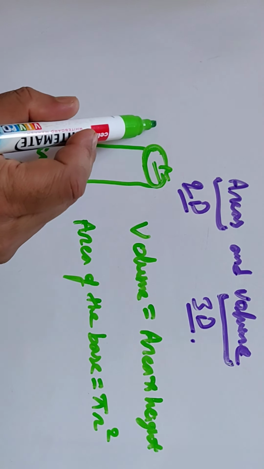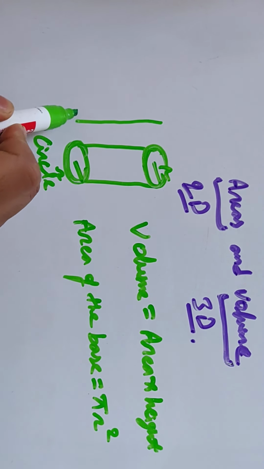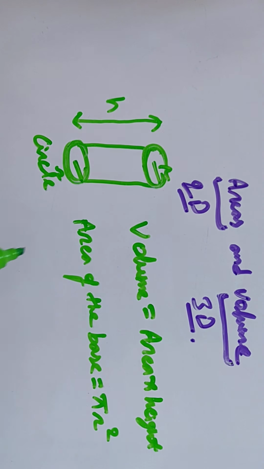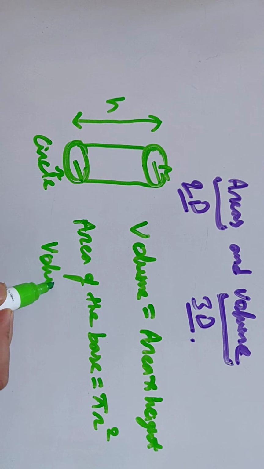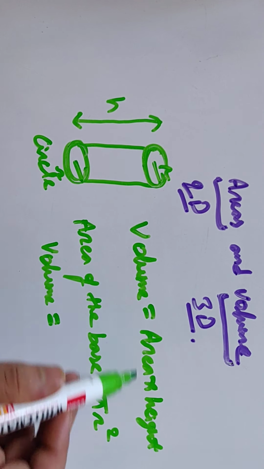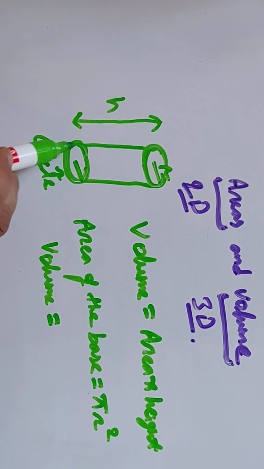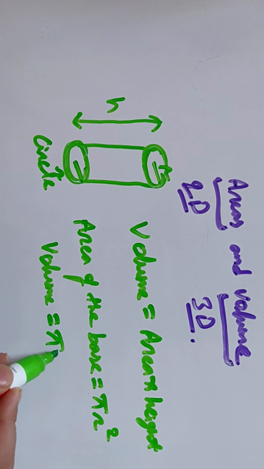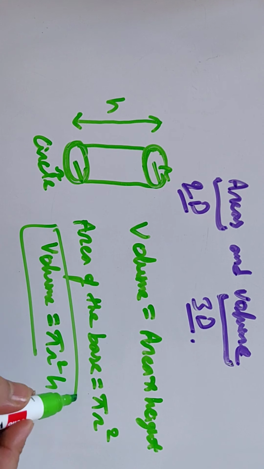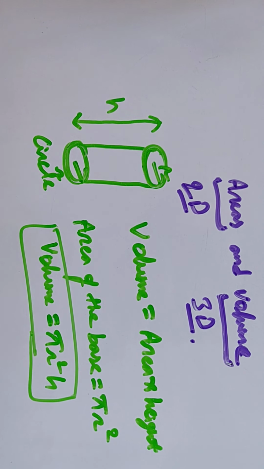Right? And let me consider the height of this cylinder to be h. So what will be the volume then? You can go back to that formula: area times height. What is the area of the base? Area of the base is pi r square, times h. So the volume of a cylinder is going to be pi r square h.